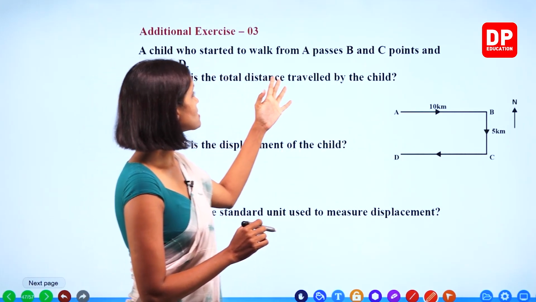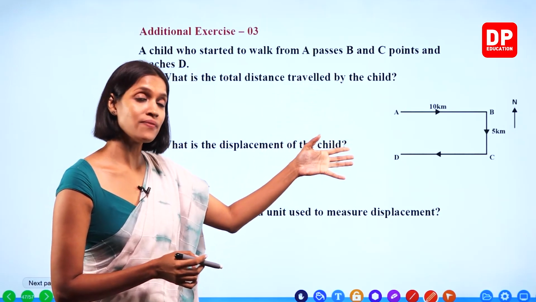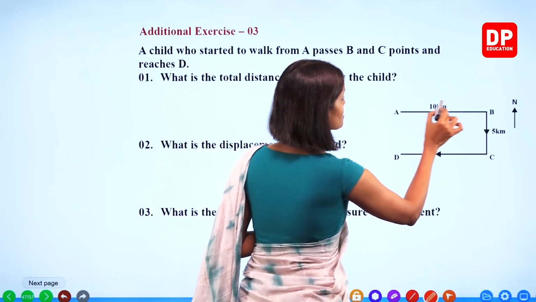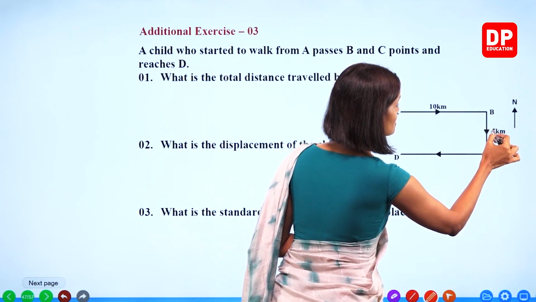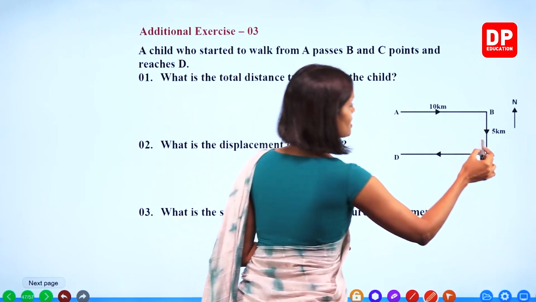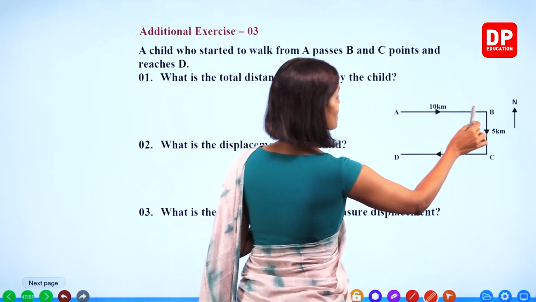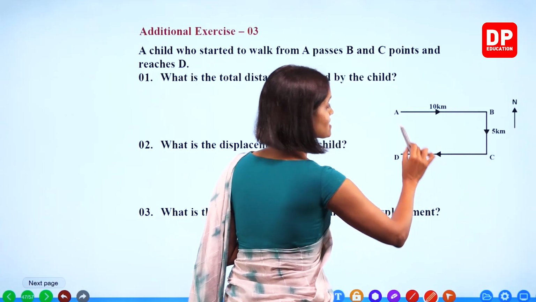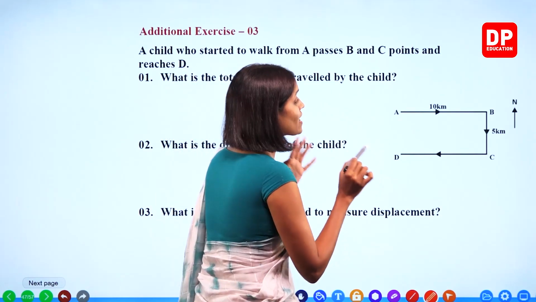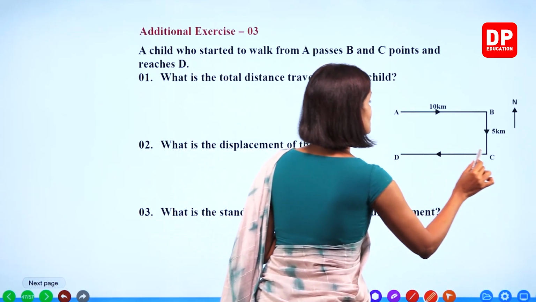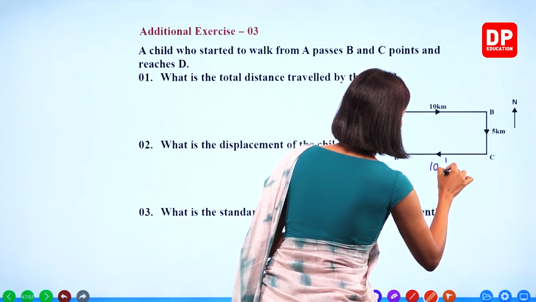What is the total distance traveled? Total distance traveled means the length of the path he took. First he goes from here to here, it's given it is 10 kilometers. Then he moves from B to C, here it's given 5 kilometers. Then he moves from C to D, length is not given. But you all can see all these are straight lines and this looks like a part of a rectangle. So you all can easily identify the length of DC line is equal to the length of AB line. Therefore, here we will write that is also 10 kilometers.